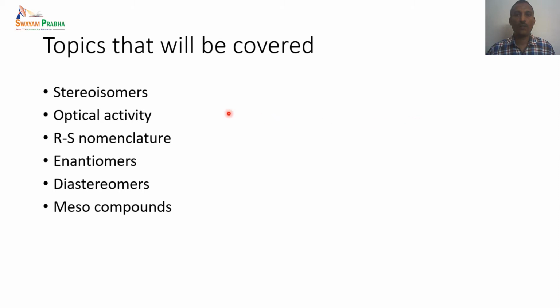The topics that will be covered in this session include details of what are stereoisomers, what is optical activity, and we will also be studying about RS nomenclature. We will be studying elaborately about what are enantiomers, diastereomers, and meso compounds.